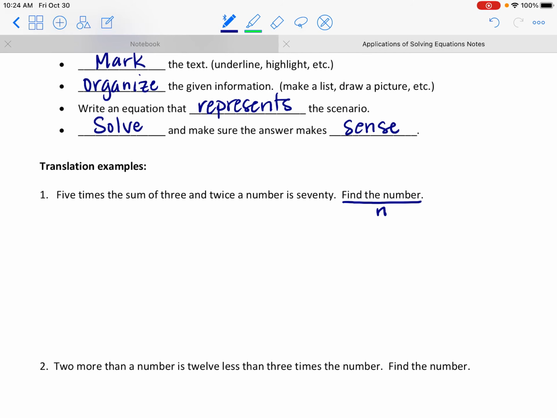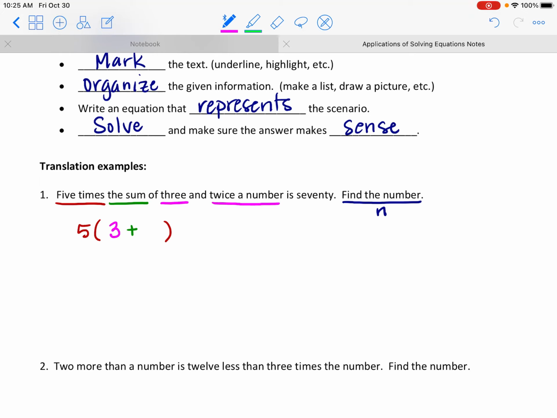So now let's go back and just translate what we're given here. The first thing it says is 5 times. 5 times means 5 is going to be multiplied by something. So I'm going to put 5 outside of a parentheses, and what's going to come in the parentheses is next. So 5 times means multiply 5 by something, so 5 in parentheses does that. Now it says 5 times the sum, and the sum means we're going to be adding. So we're multiplying 5 by this sum of things that we're adding, and what we're adding is 3. So that's going to go here, and twice a number.